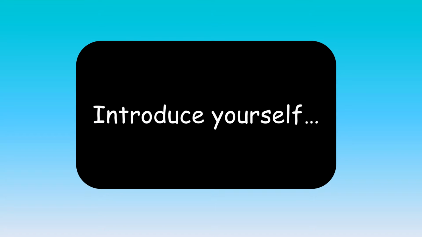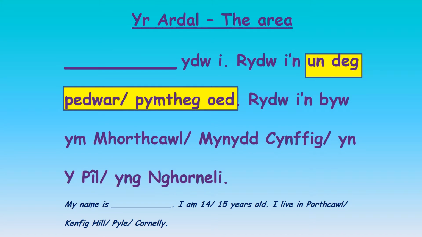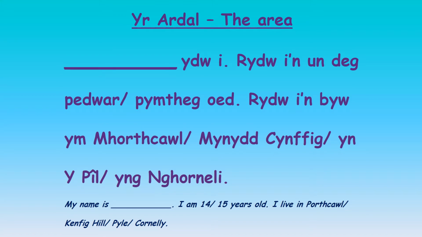So, to begin, how to introduce yourself. Firstly, you obviously need to give your name. So in the first blank here, you need to fill in your name. You then need to say how old you are. 14 is 14, 15 is 15. You should end up saying, for example, Gemma ydw i, rydw i'n 14 oed, rydw i'n byw ym Mhorth Cawl.